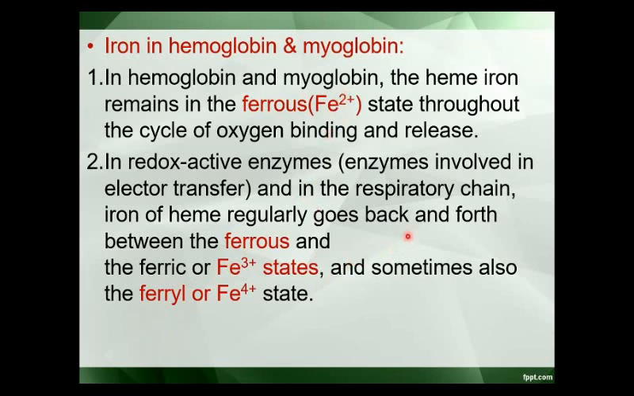When electrons are added, the molecule is reduced. If electrons are removed, then it is oxidized. So the iron atom, as it plays between oxidation and reduction, loses and adds electrons and is converted to the ferrous and the ferric state.